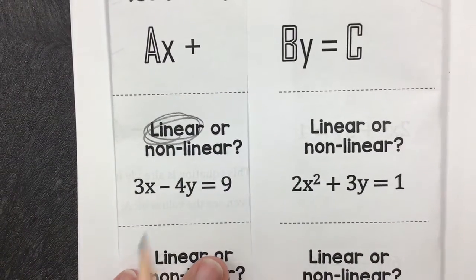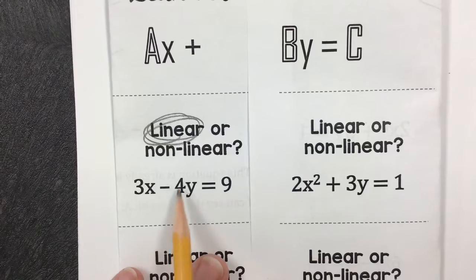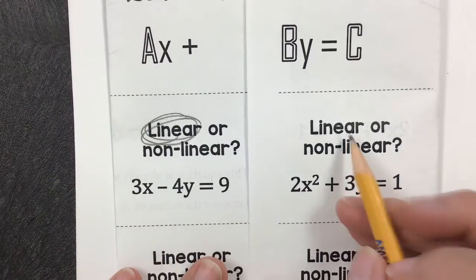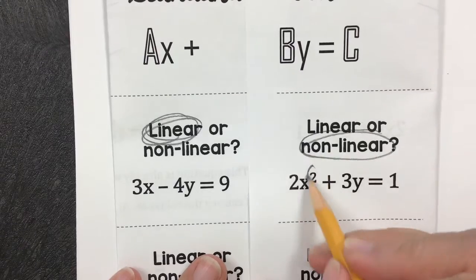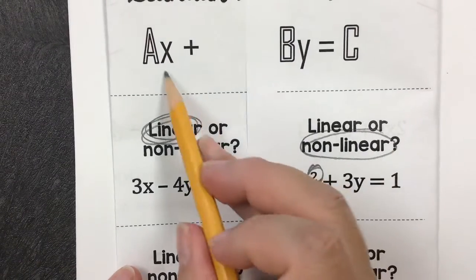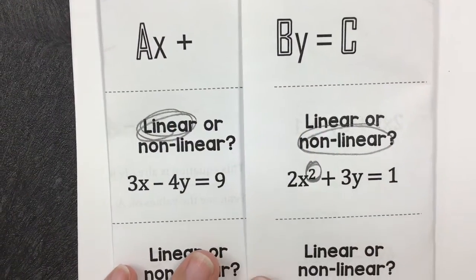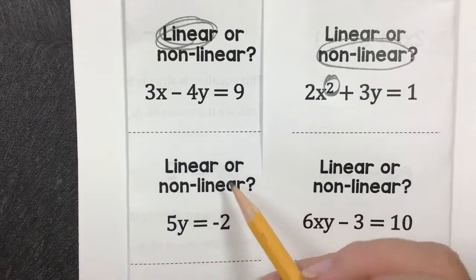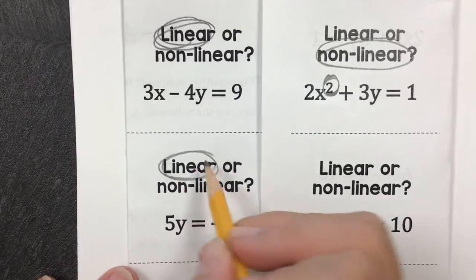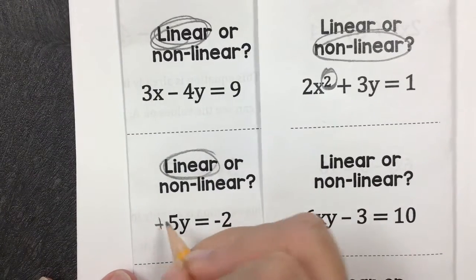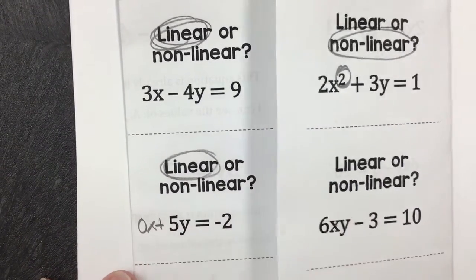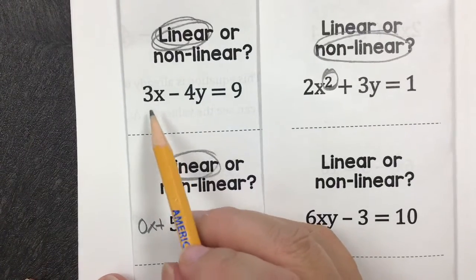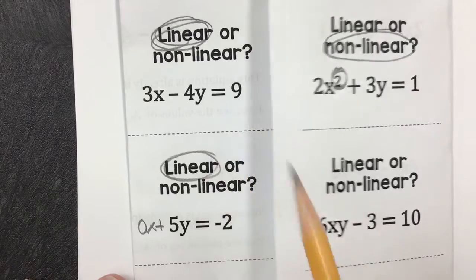because you're looking at a, and then this b just happens to be negative, and that's why they put minus. This one's nonlinear because of the squared. None of the x nor the y have a squared value to them. The next one, this is linear. And the reason that this is linear is because there is an x. There's a 0x right in front to have that same form of ax plus by is equal to c.